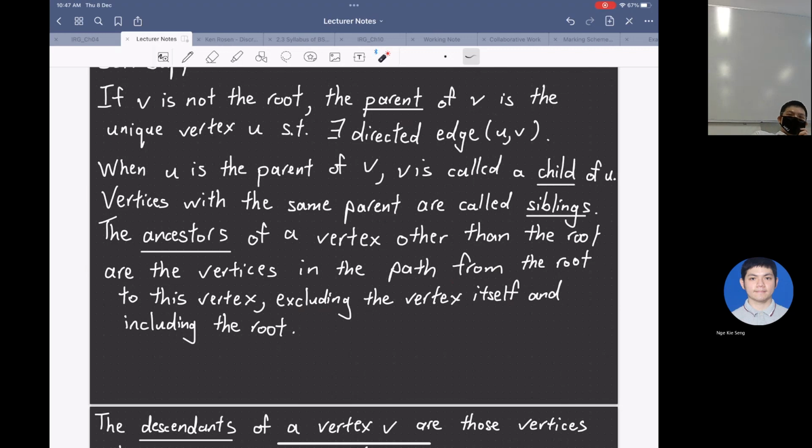Any more questions about these three? Yeah, this one is just some terminology. Next week we will use this and then try to do some algorithms. Any more questions? No? Okay, good.